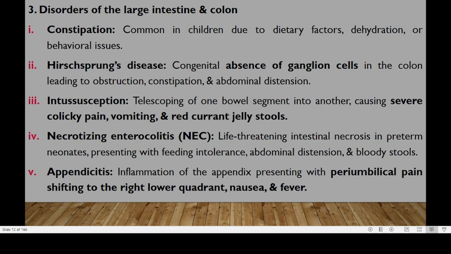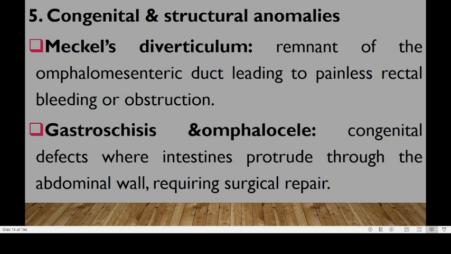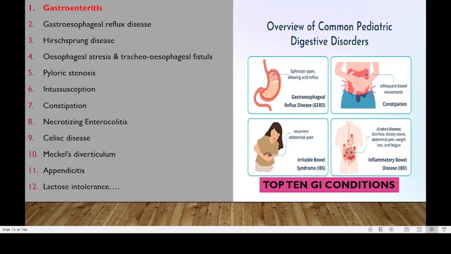Disorders of the large intestines include conditions like constipation, Hirschsprung disease, intussusception, necrotizing enterocolitis, and appendicitis. Disorders of the liver, the gallbladder, and the pancreas could include conditions like neonatal jaundice, biliary atresia, hepatitis, and pancreatitis. You also have congenital and structural anomalies like Meckel's diverticulum, gastroschisis, and omphalocele. So on average we have around 17 conditions affecting the GI of the pediatric population.